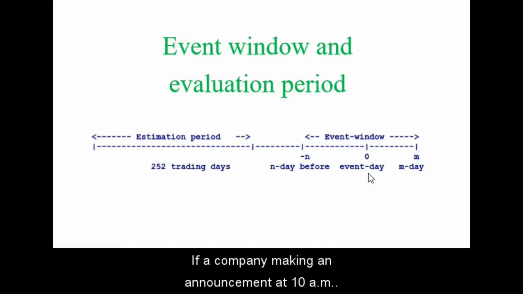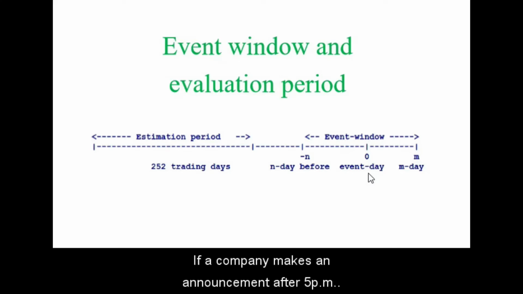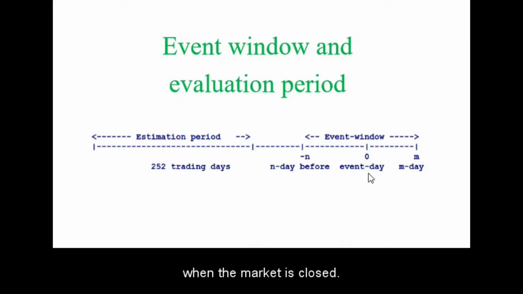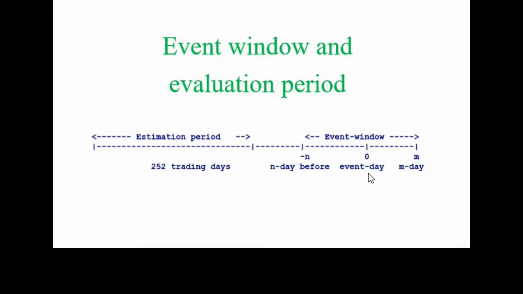If a company make an announcement at 10 a.m., then we can call it event day because the market will react immediately. If a company make an announcement after 5 p.m. when the market is closed, then correct event day may be n+1. Okay, so usually to avoid this dilemma, researchers use n days before, m days after. So this is called event window. So we look at this event window, then we look at the expected value, we look at abnormal return.